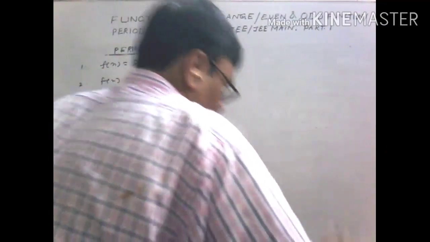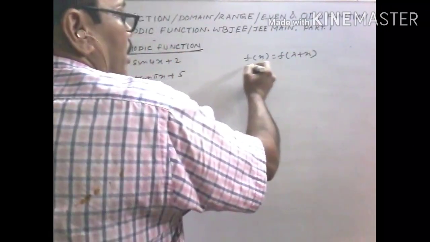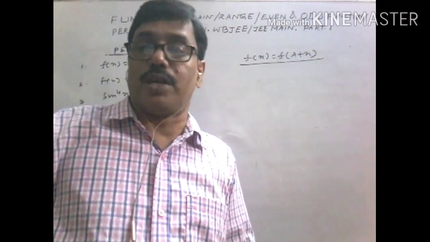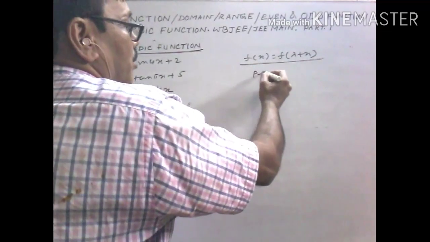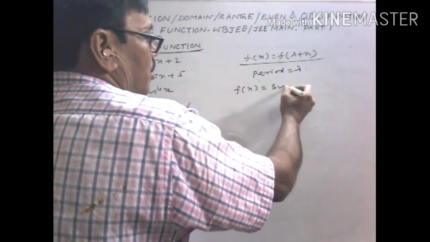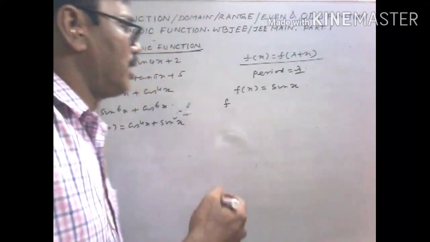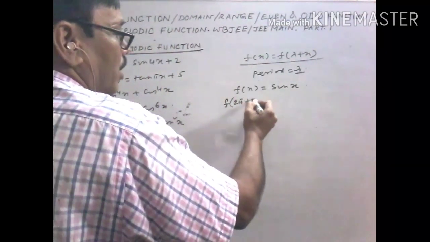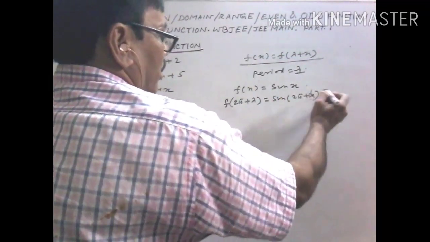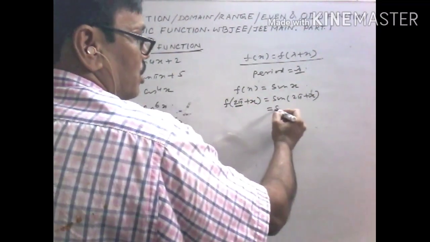Now, what is the general definition? If f(x) equals f(lambda plus x), then we say f(x) is a periodic function of period lambda. So consider sin x, which we have already considered. What is lambda? From the figure, we have just seen lambda equals 2 pi. So sin of 2 pi plus x, so lambda equals 2 pi.